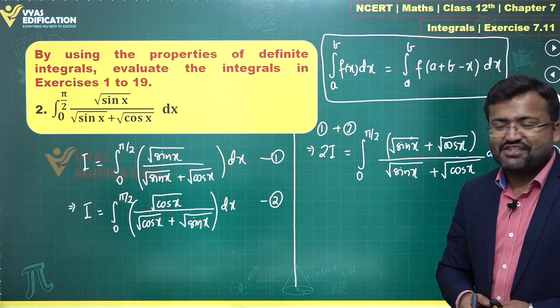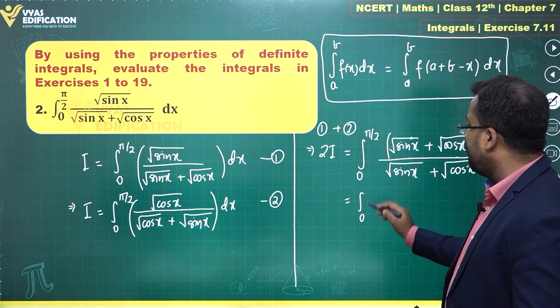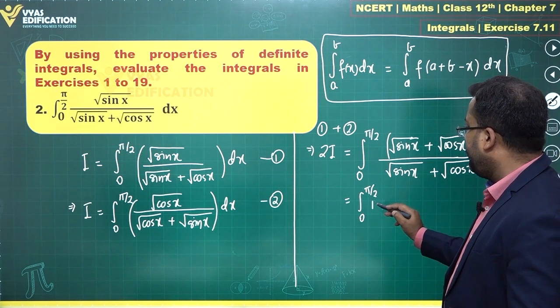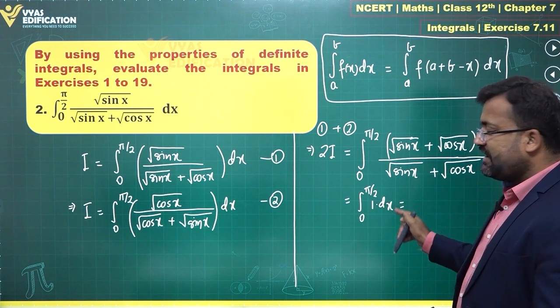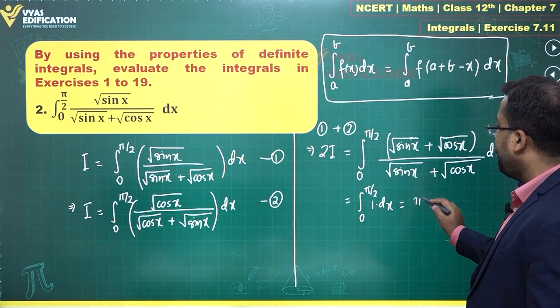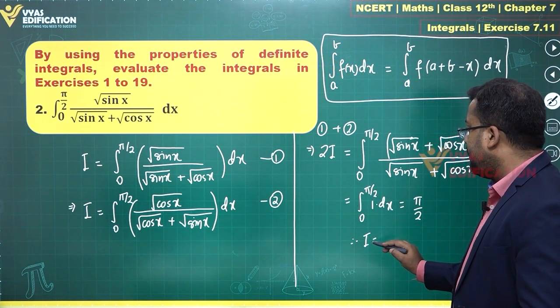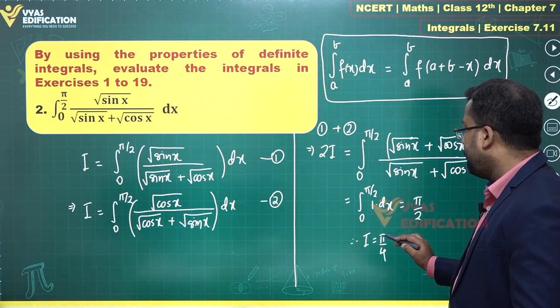And what's special in this? This and this get cancelled, and we get the integral from 0 to pi by 2 of 1 dx, and that is nothing but the integral of 1, which is x, from 0 to pi by 2, which will be equal to pi by 2. So again I get 2I is equal to pi by 2. Therefore I is equal to pi by 4.